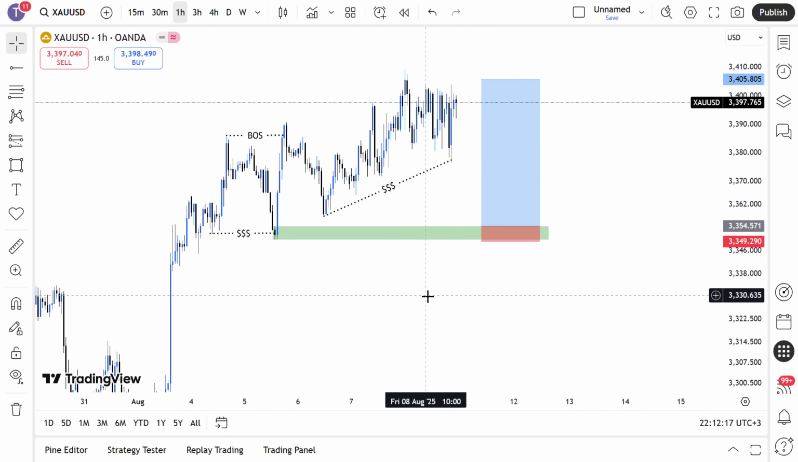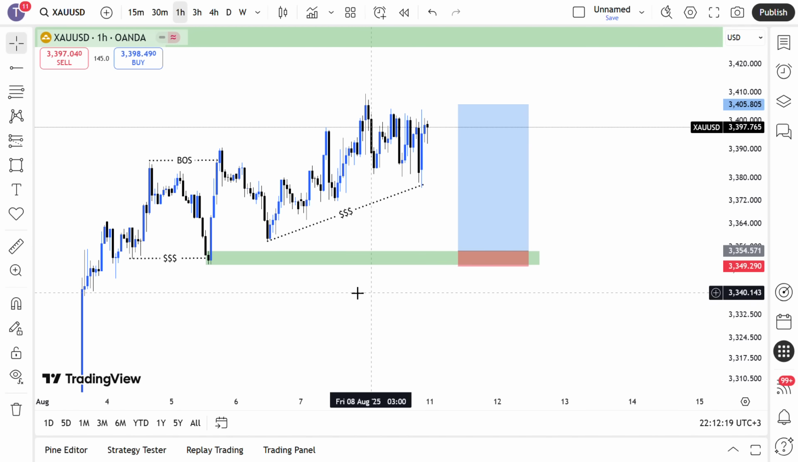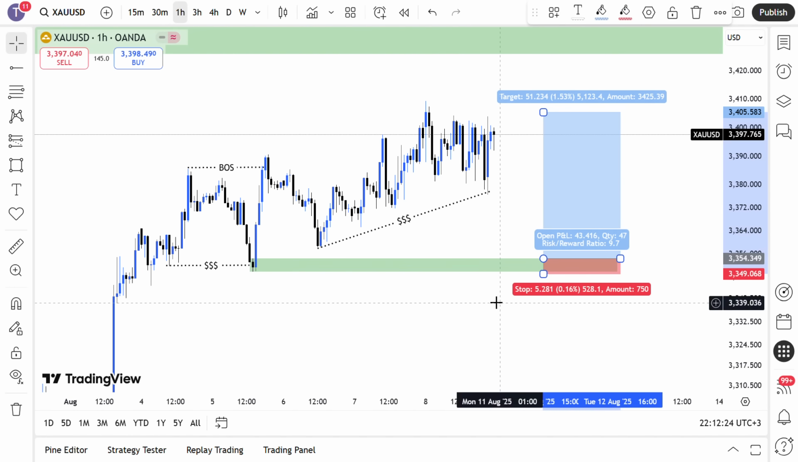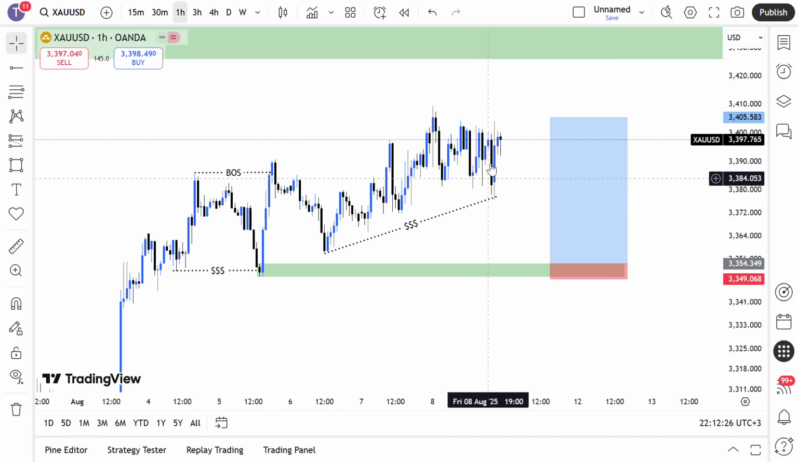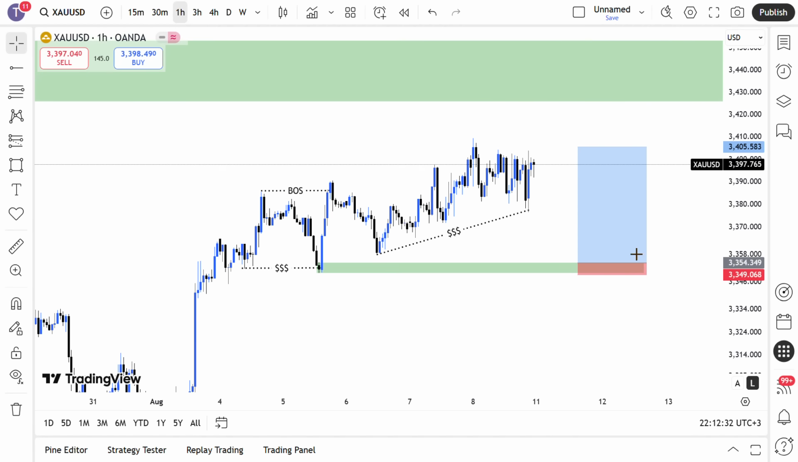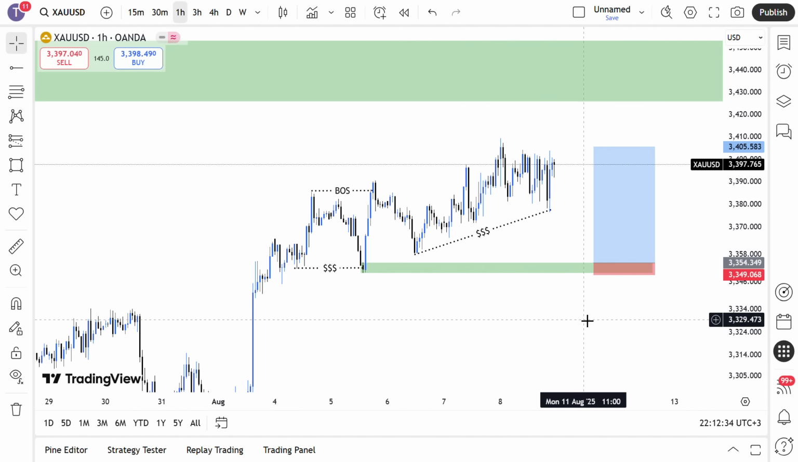So that is the setup. I'm currently waiting for this setup, and I think or hope that the market will be making this setup valid for us, so that also you can win some good profits out of it.